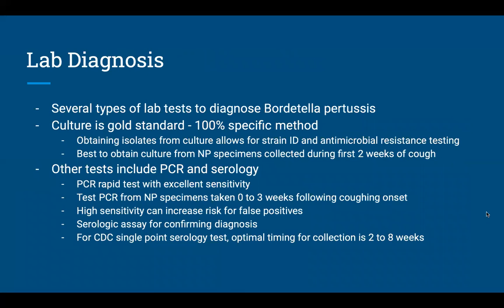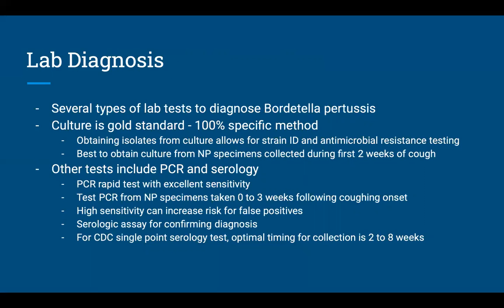There are several types of lab tests to diagnose Bordetella pertussis or pertussis. Isolating a culture is typically known as the gold standard method because it is a 100% specific method. Lab techs obtain isolates from cultures that allow for strain identification and antimicrobial resistance testing. It is best to obtain the culture from NP specimens collected during the first 2 weeks after an individual develops a cough. Other tests include PCR and serology.